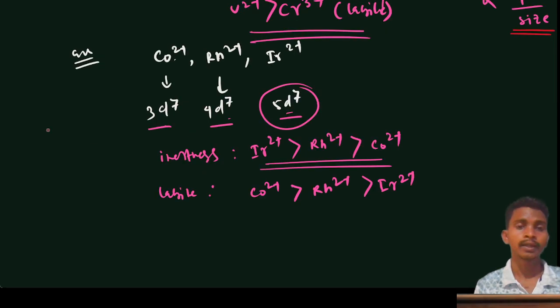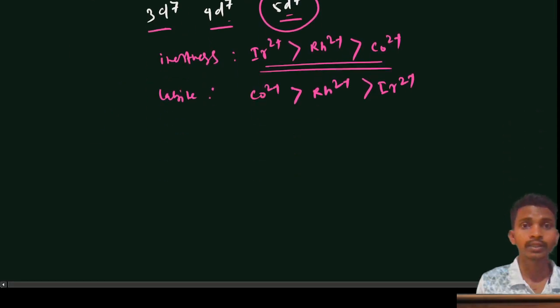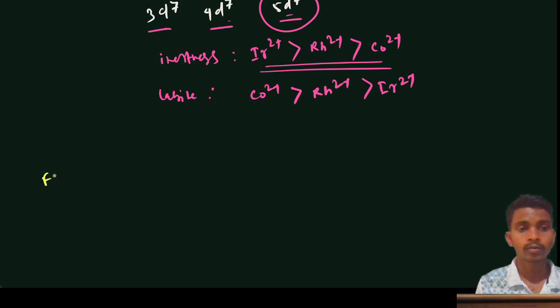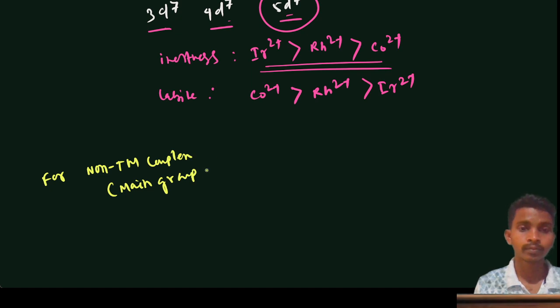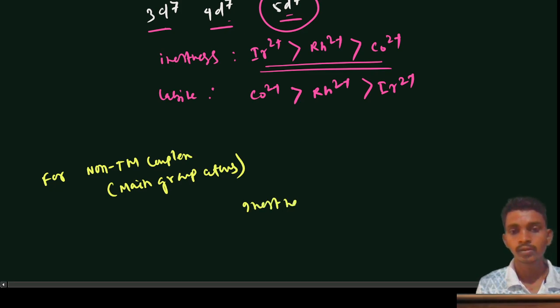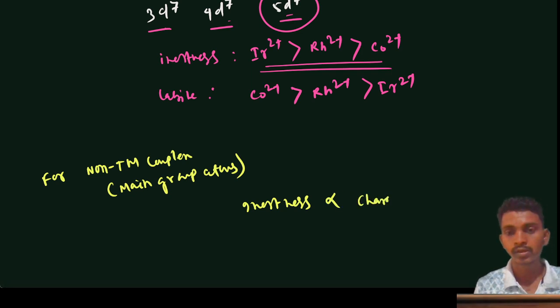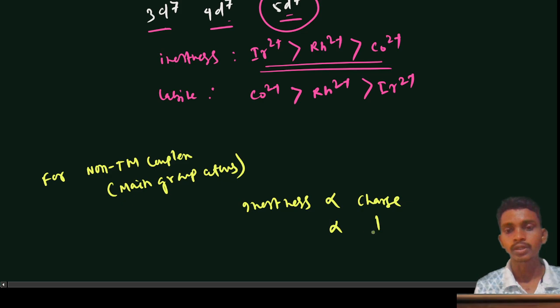Okay, and now if you talk about non-transition metal complexes, that is main group atoms, in that case you look that inertness is directly proportional to charge, and it is indirectly proportional to size.